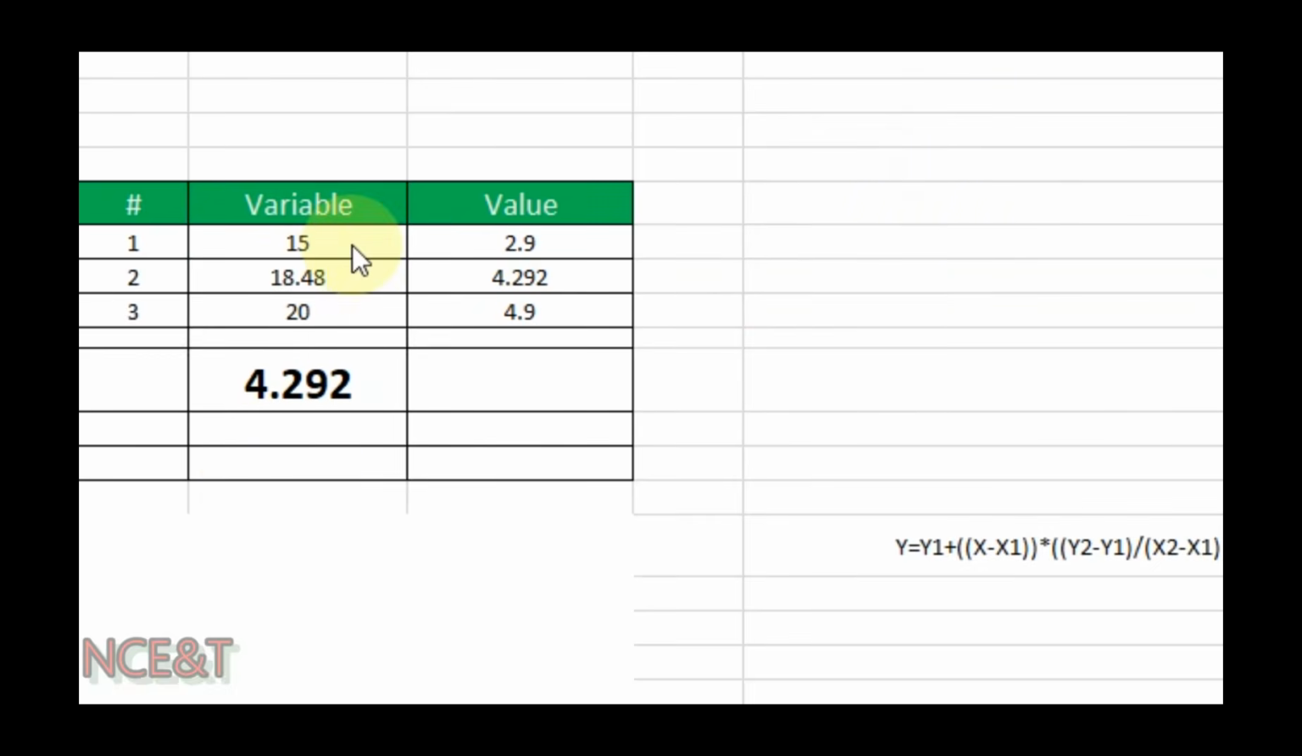Similarly, for 15 GPM in 1¼ pipe we have pressure drop 2.9 psi per 100 feet and for 20 GPM we have pressure drop 4.9 psi per 100 feet. Then for 18.48 GPM we will have a pressure drop of 4.29 psi per 100 feet.